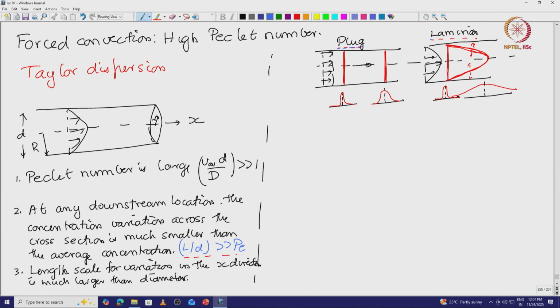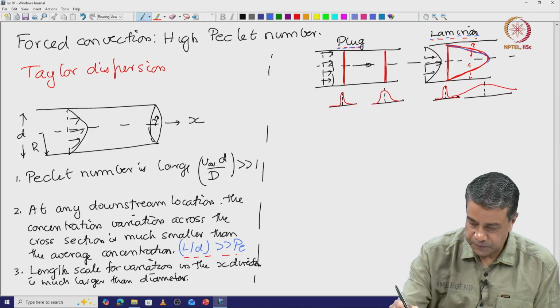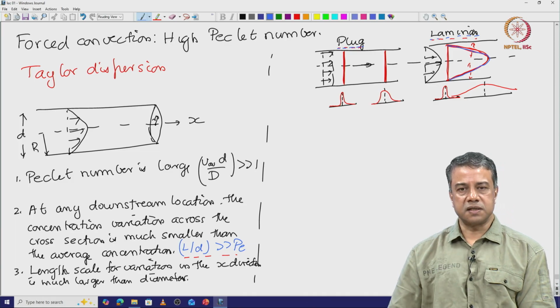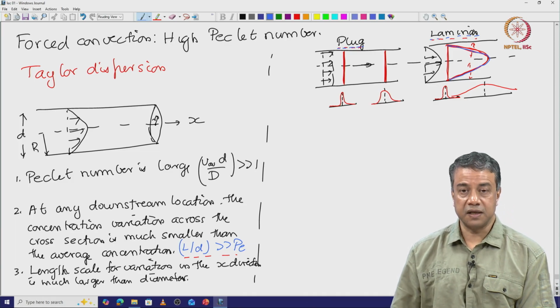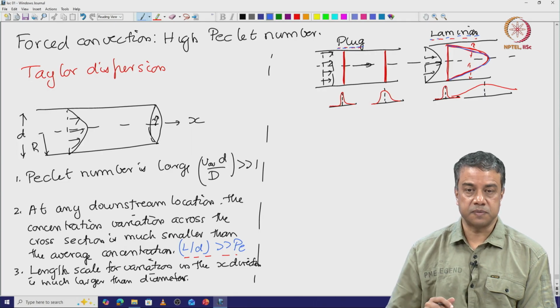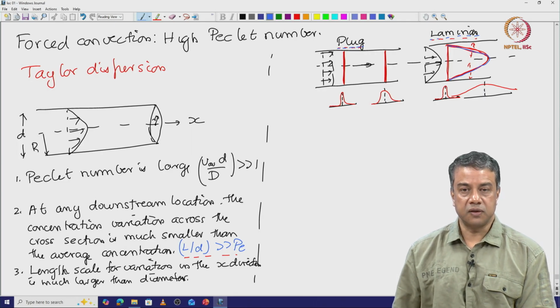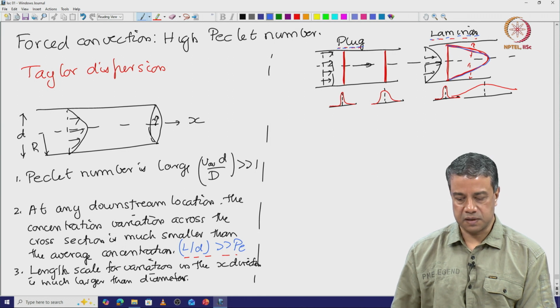In contrast, for a laminar flow, the velocity is 0 at the walls and a maximum at the center. If I inject a pulse at some x location, that pulse is going to have a maximum velocity at the center and 0 velocity at the walls. So, it is going to spread something like this, and that results in a greater axial spreading due to convection. Spreading due to convection is what is called dispersion. So, it spreads much faster.